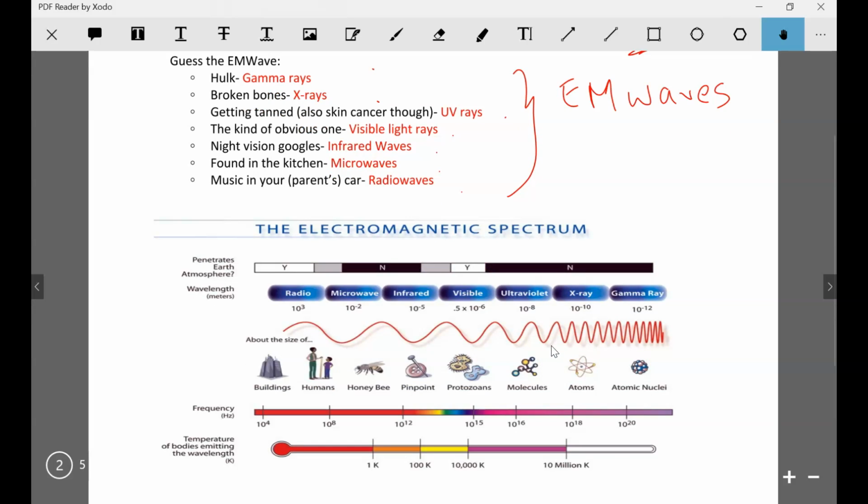So we'll see that the radio wave that's at this corner over here has a large wavelength, and a gamma wave or gamma ray has a very short wavelength. So these are the smaller wavelength kind of waves. These are the larger wavelength kind of waves, and it goes in descending order of wavelength. So we have radio waves the largest, then comes microwaves, infrared, visible light, which is important, ultraviolet rays, X-rays, and gamma rays.